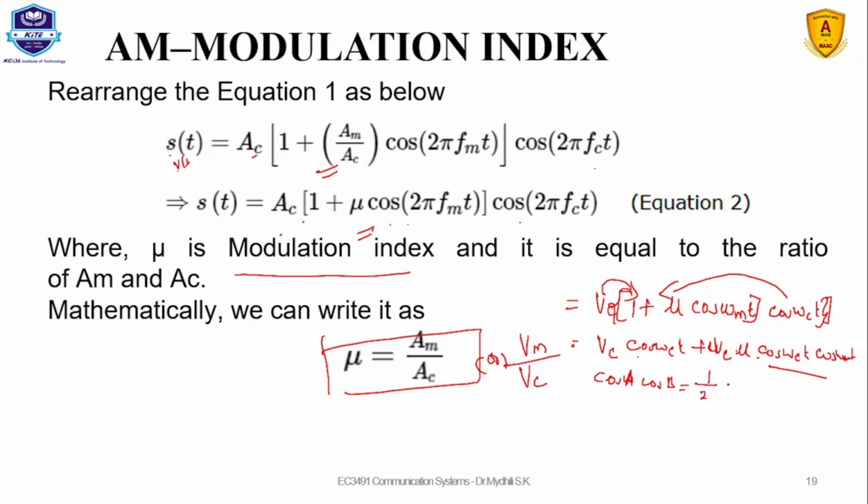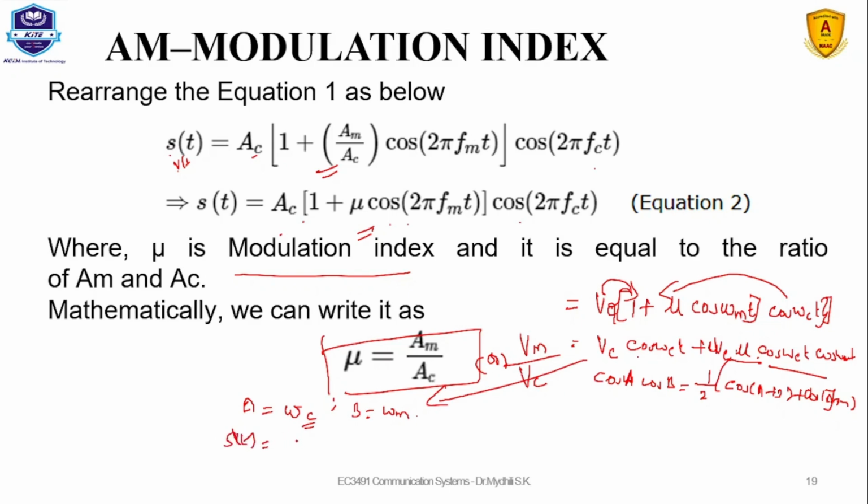Cos a cos b is nothing but 1 by 2 of cos of a minus b plus cos of a plus b. Here I am using a value as omega c. Always consider the carrier, which has the highest frequency, to be taken as a. And what is your b term? It is omega m.